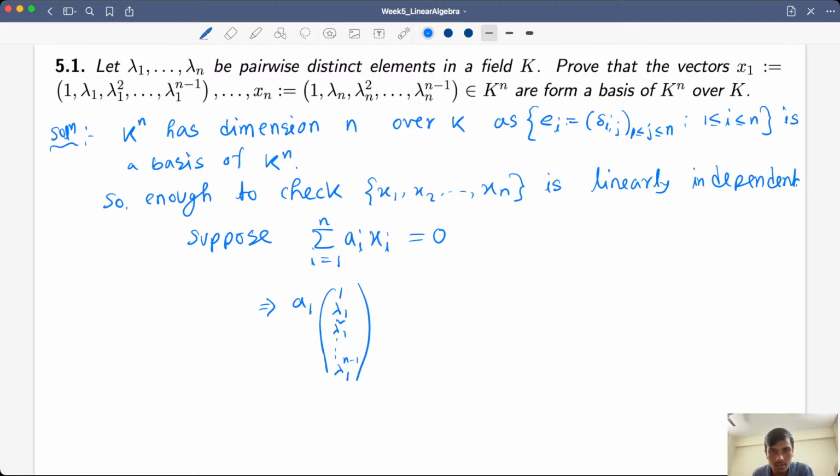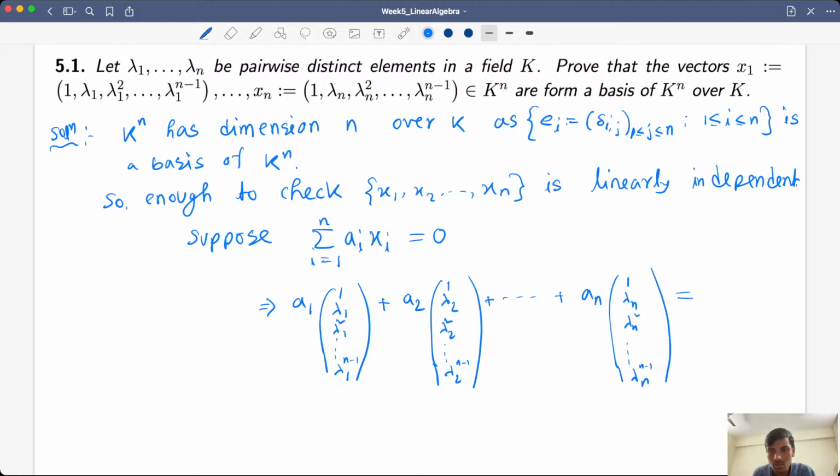and then a2 times 1, lambda 2 squared, up to lambda 2 power n minus 1, plus ... plus an times 1, lambda n squared, up to lambda n power n minus 1, and this equals 0, meaning the zero vector 0, 0, ..., 0, right? Everything this is happening in K^n.